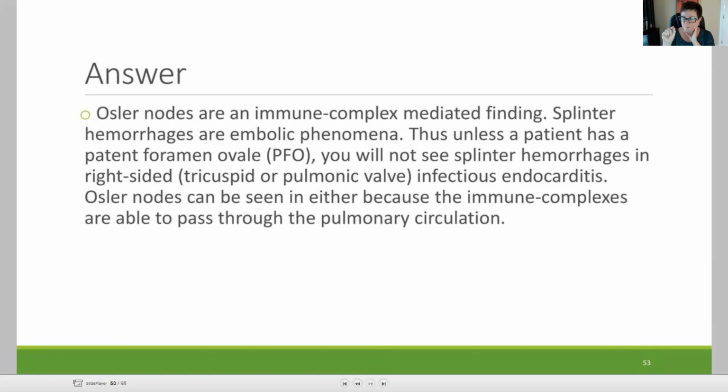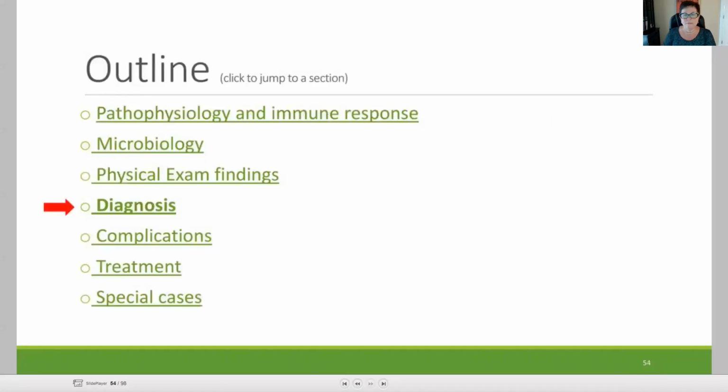between the atria in the interatrial septum that is supposed to close at birth. So it's prominent, it's there in fetal circulation, but closes at birth. You will not see splinter hemorrhages in right-sided, so tricuspid or pulmonic valve endocarditis. Osler nodes can be seen in either because immune complexes are able to pass through the pulmonary circulation. So that's just a little inadvertent finding there, piece of trivia.